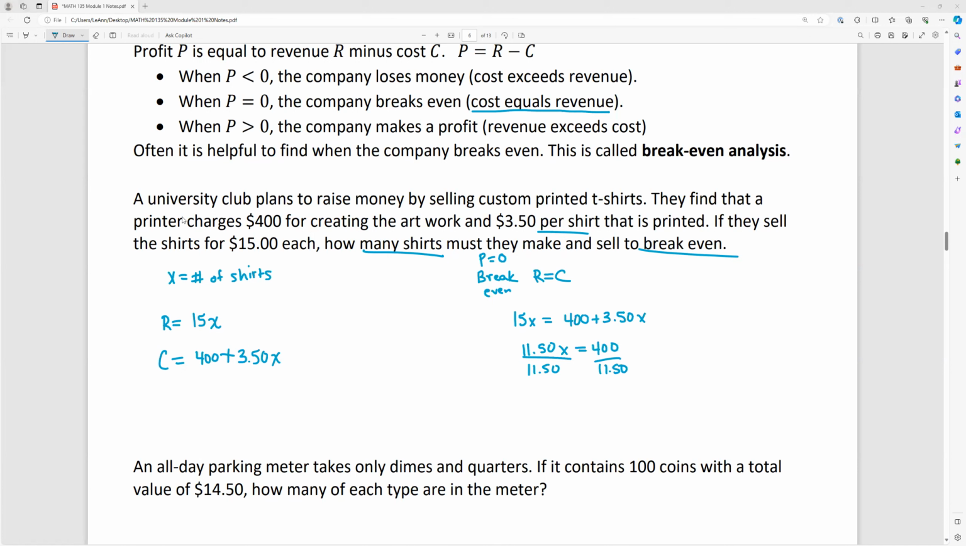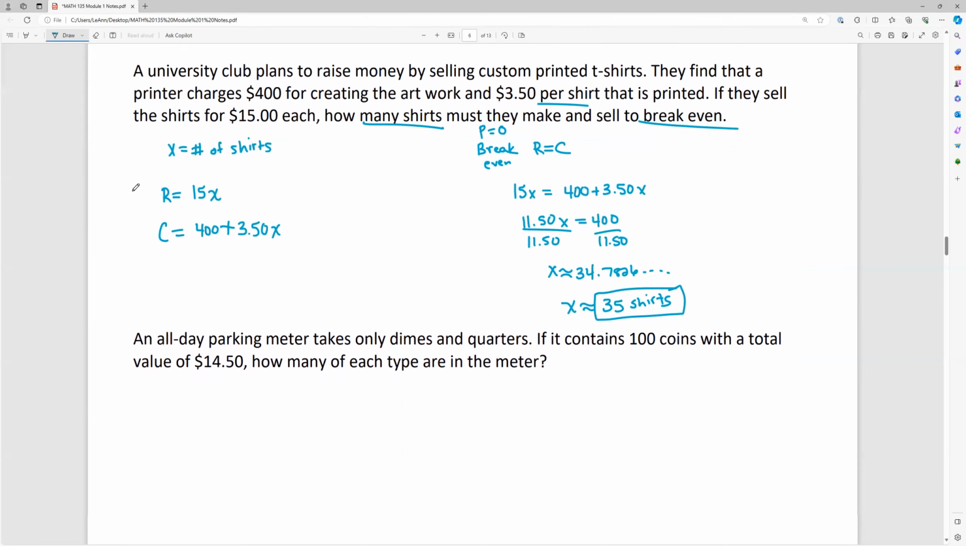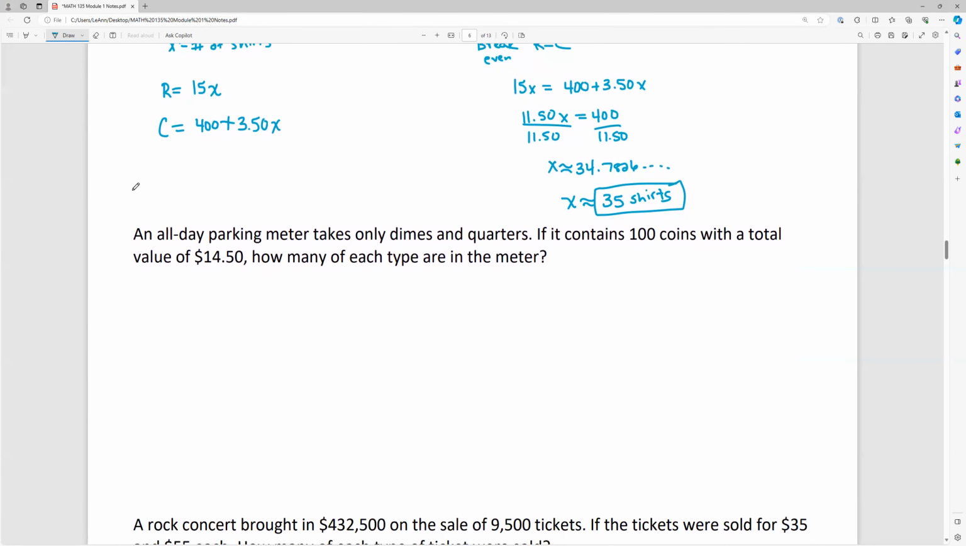So I'm going to write out a little bit of that. It's approximately 34.7826... So if we're rounding to the nearest integer, this would mean that to break even they would need to make and sell 35 shirts. Notice I'm putting my units because of the context of the problem. All right. Then we have an all-day parking meter that is taking only dimes and quarters.